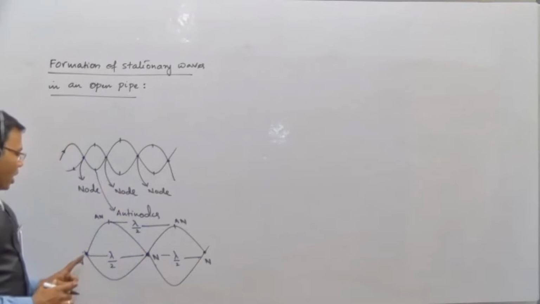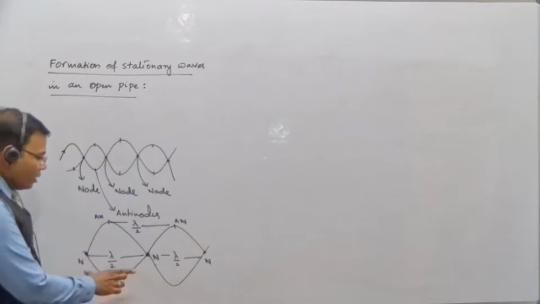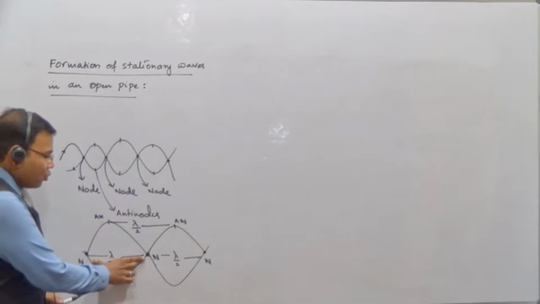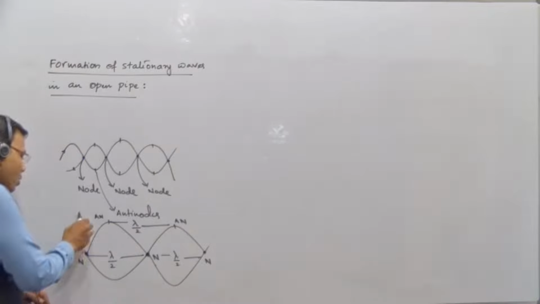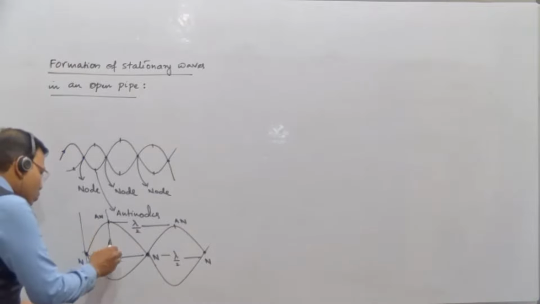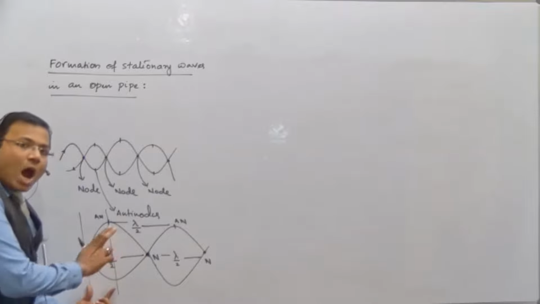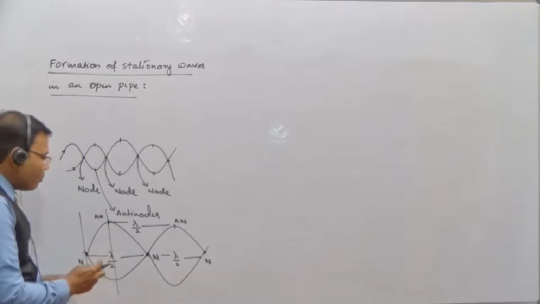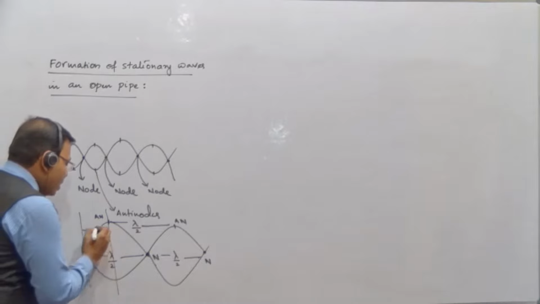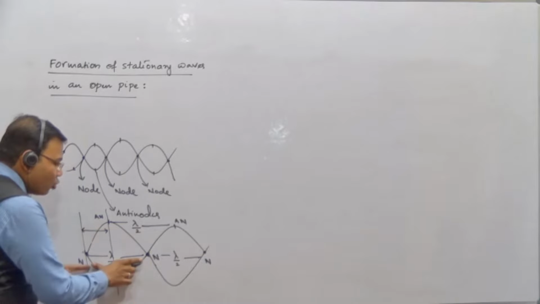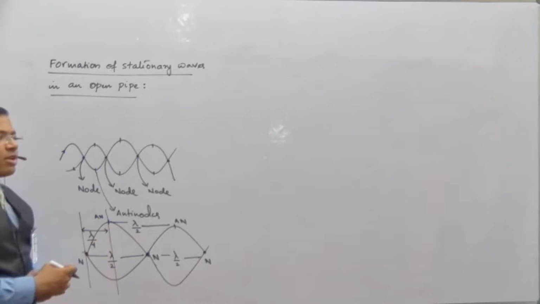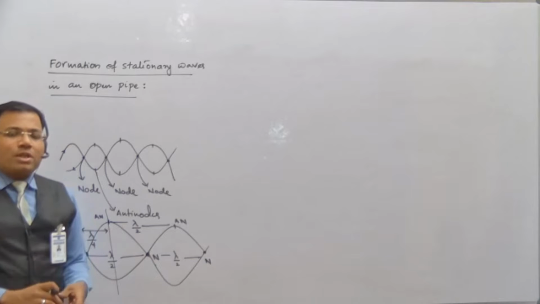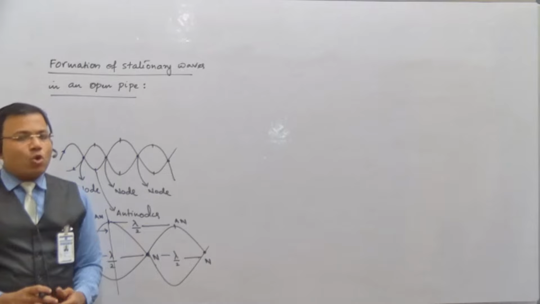The distance between a node and the next antinode, you can see here, the full loop is lambda by 2. Is it not half of this? I'm asking you the question, what is the distance between a node and the next antinode? That is half of the loop. This distance, you can see clearly, the total is lambda by 2, so it is half of that, which will become lambda by 4. All these points are very important to understand the formation of stationary waves in an open pipe.